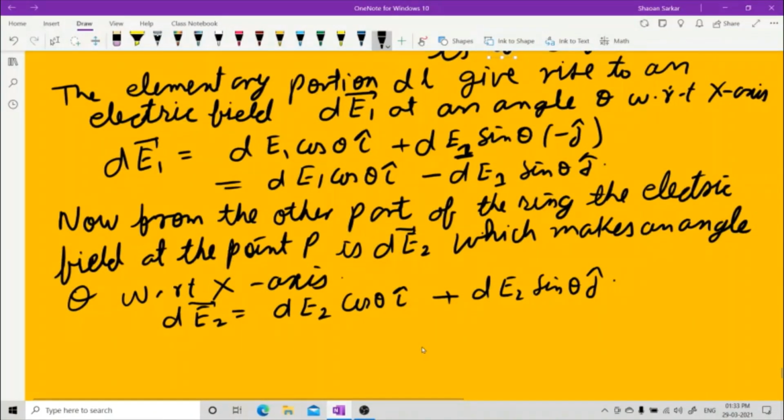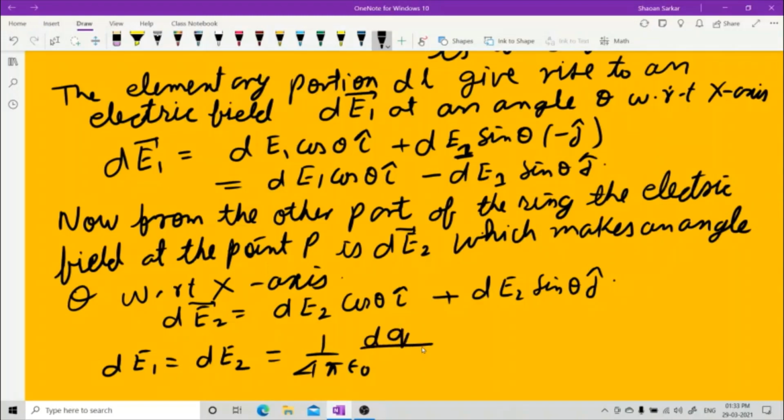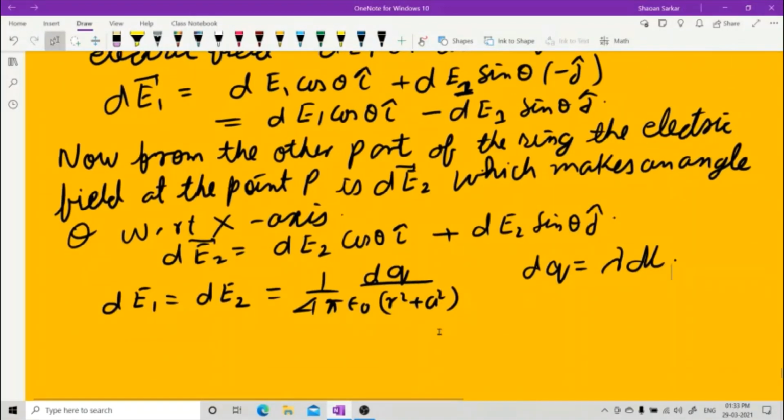Now one more thing. Let us find dE1 and dE2. They are numerically the same, and this is nothing but 1 by 4 pi epsilon naught times the elementary charge dq upon r square plus r square, where dq is equal to lambda dl.